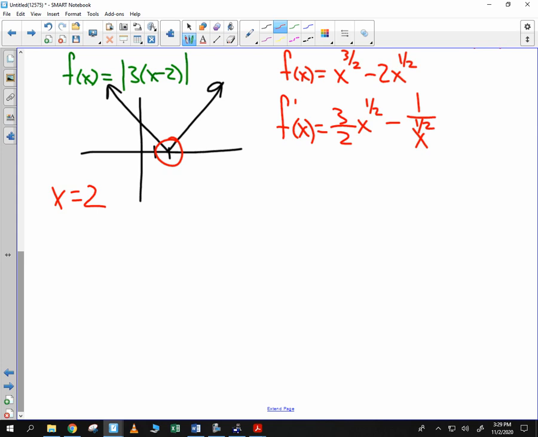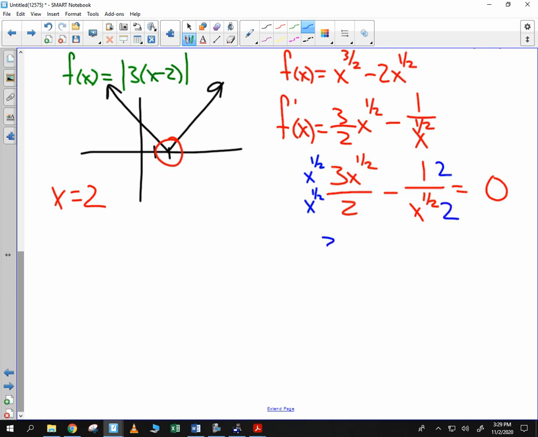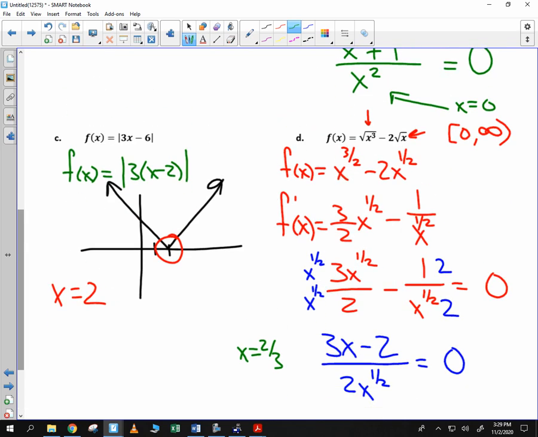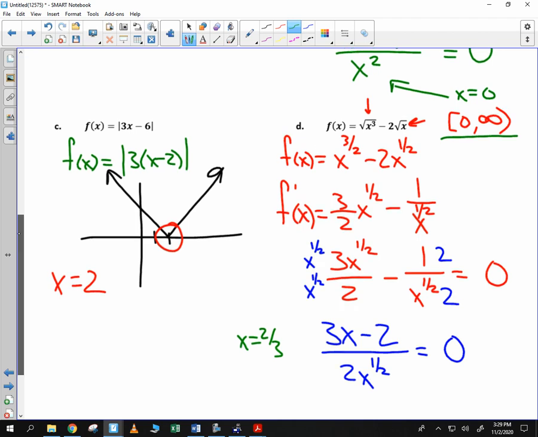And so I want to consider where this is equal to 0 or where the derivative does not exist. So 3x to the 1 half over 2 minus 1 over x to the 1 half equals 0. Let's solve that. I will first find common denominators. I multiply top and bottom by x to the 1 half, multiply top and bottom by 2, and I get 3x minus 2 over 2x to the 1 half. So when is the top equal to 0? The top is equal to 0 at x equals 2/3. Is 2/3 part of the original domain? Yes, it is. The domain is from 0 to infinity.